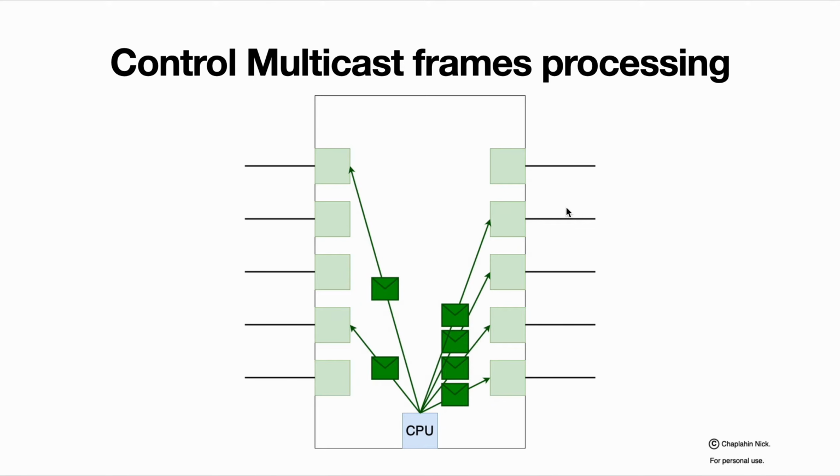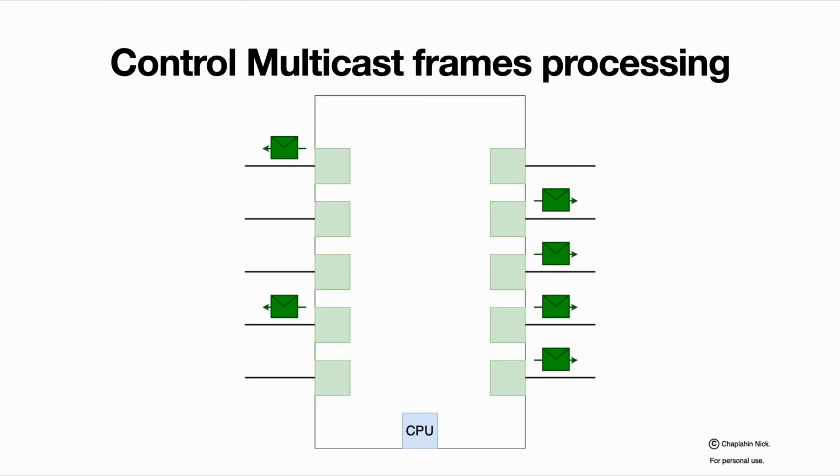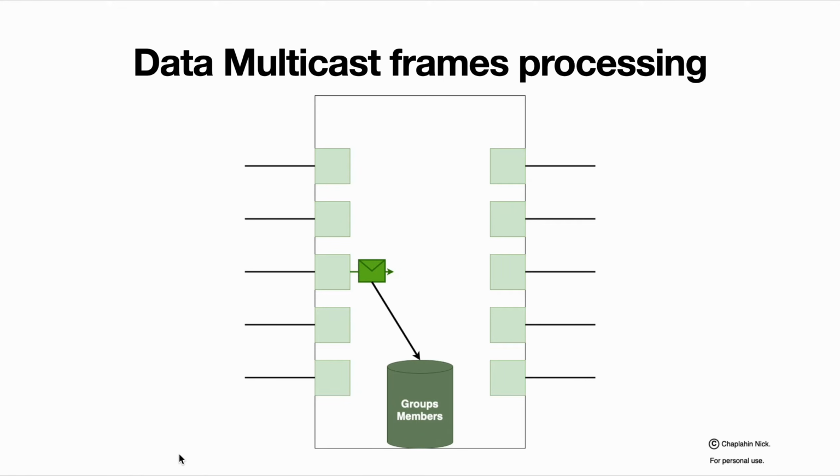Behind those frames, we expect other systems and devices that would require this information from this control frame. Okay? For a data frame, it's much simpler.